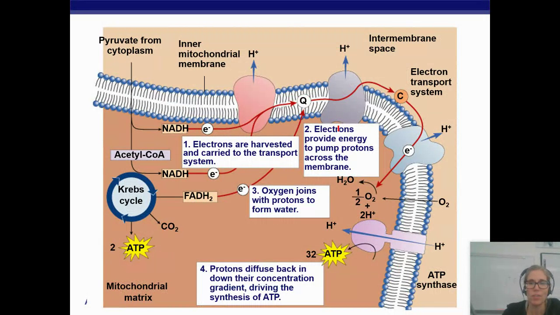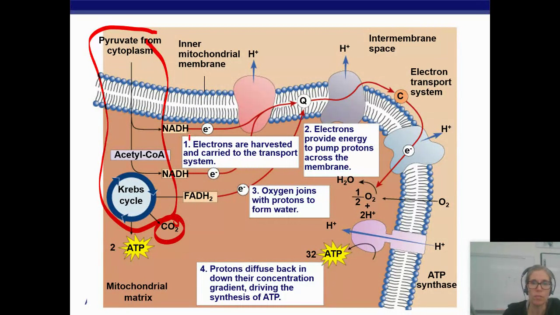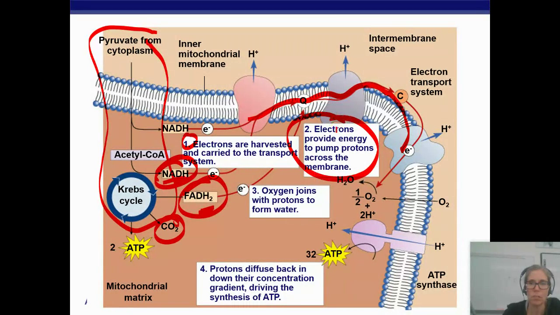Okay, this is just a visual for you to see the whole thing all together. Glycolysis to pyruvate, here's the Krebs cycle. That breaks down all your glucose to CO2. The first step here is that electrons are harvested and carried to the electron transport system. They're carried by these delivery molecules, NAD and FADH2. The electrons then move through the carrier molecules, so that's step 2. The electrons provide energy to pump these protons against their concentration gradient. Step 2 is active transport, or proton pumps.